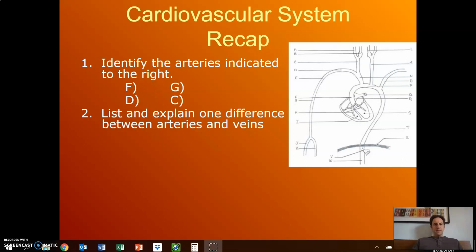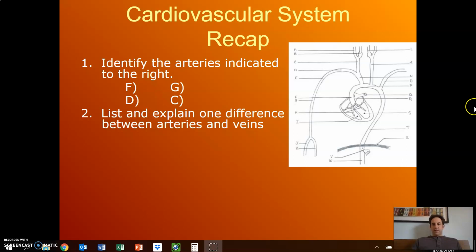So though that list may seem daunting at first, hopefully once you kind of dive in, you realize, this isn't too bad. Here's a little diagram. You're going to see this in the homework Schoology quiz as well, but you may want to take a moment to try and answer these questions and see how you do, and then see if you can list and explain one difference between arteries and veins. I'll just let you kind of self-assess on that.